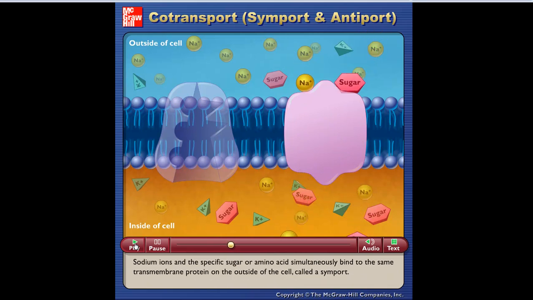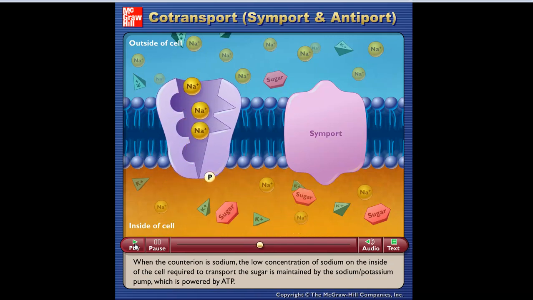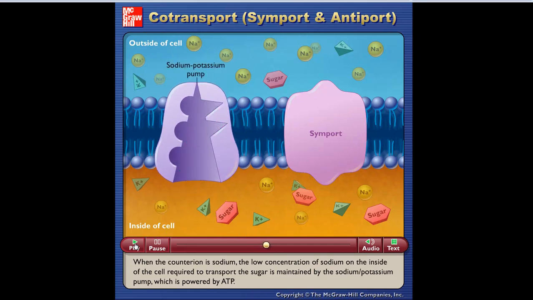Sodium ions and the specific sugar or amino acid simultaneously bind to the same transmembrane protein on the outside of the cell, called a symporter. When the counterion is sodium, the low concentration of sodium on the inside of the cell required to transport the sugar is maintained by the sodium-potassium pump, which is powered by ATP.